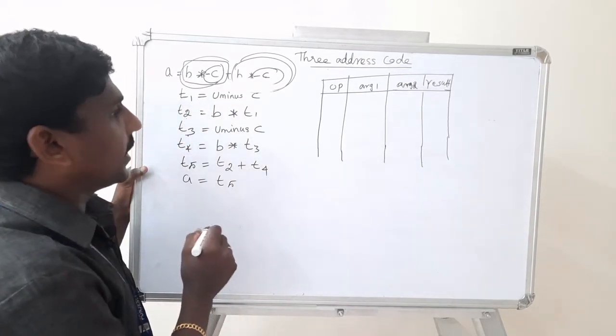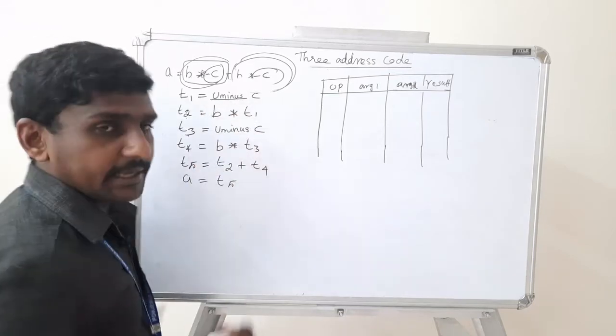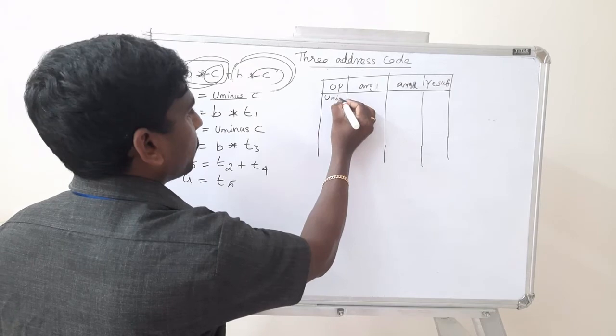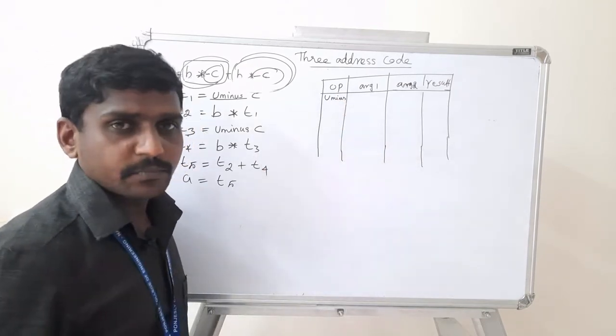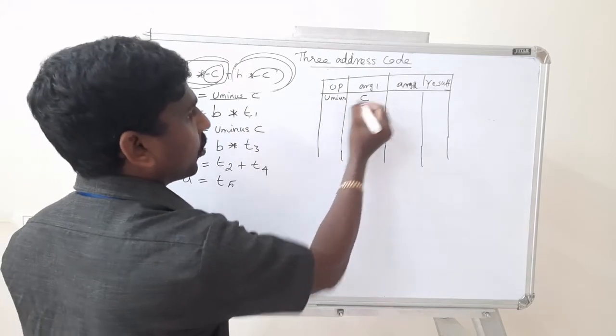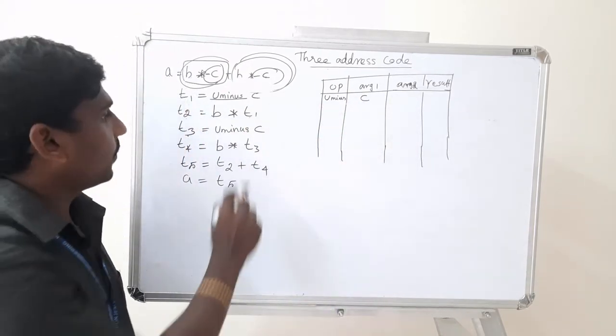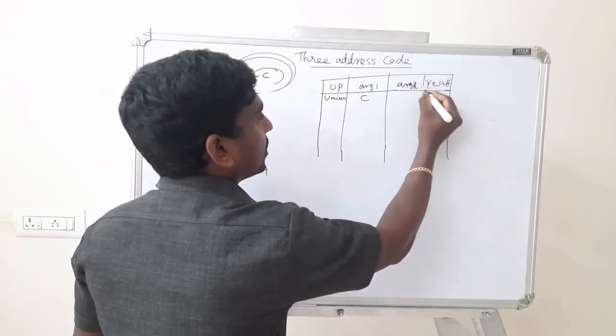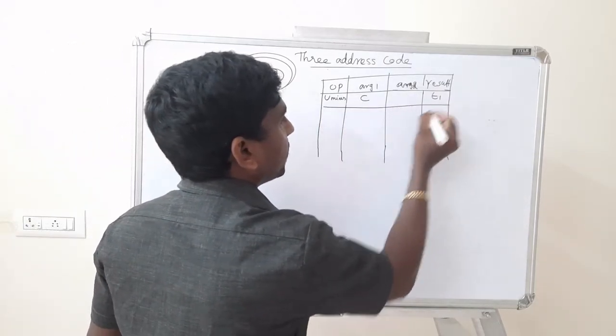T1 equal to unary minus C. Unary minus is an operator, so we can write U minus. First one is operator. Clear? And second, argument 1 is C, and result is T1. This is the first 3 address code expression.